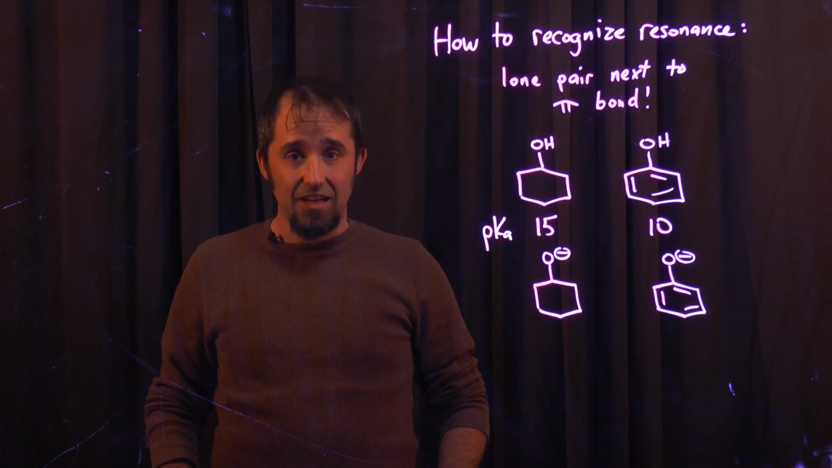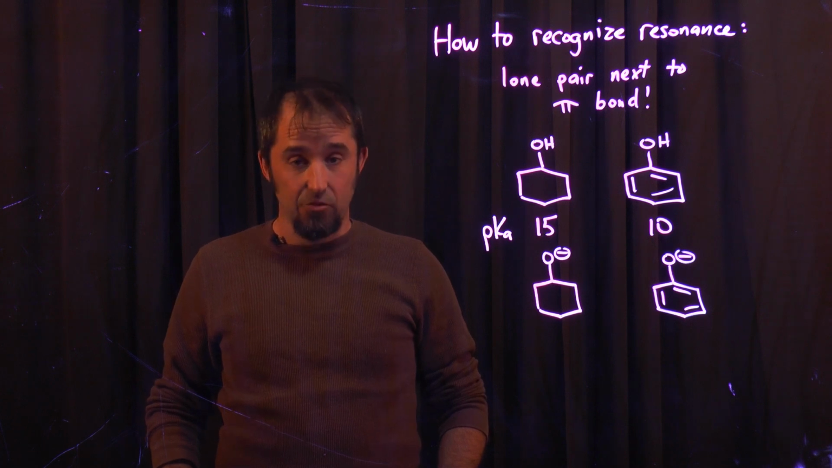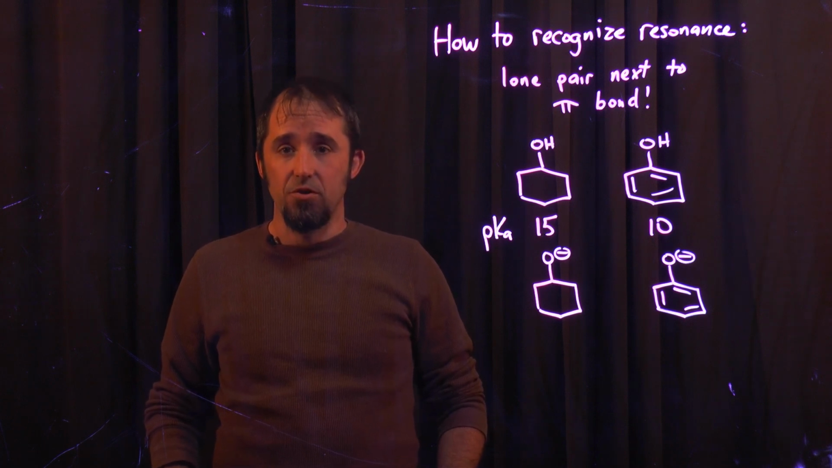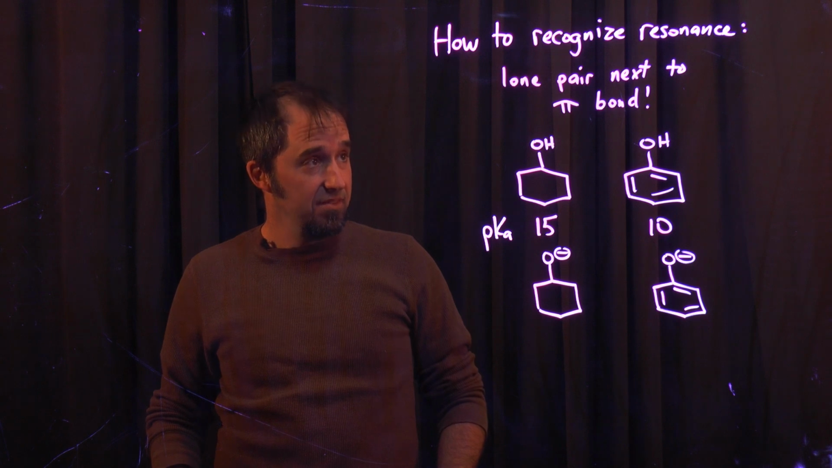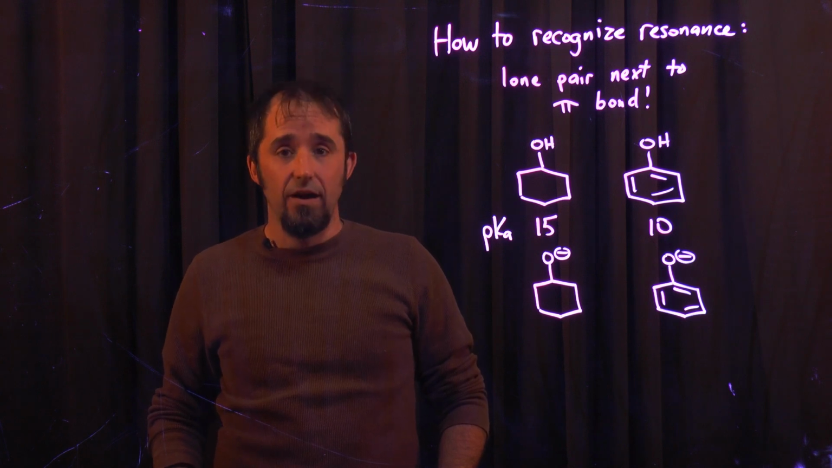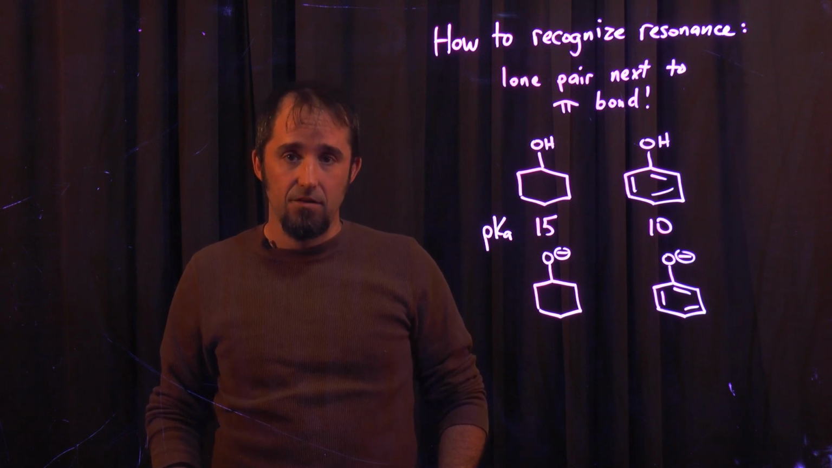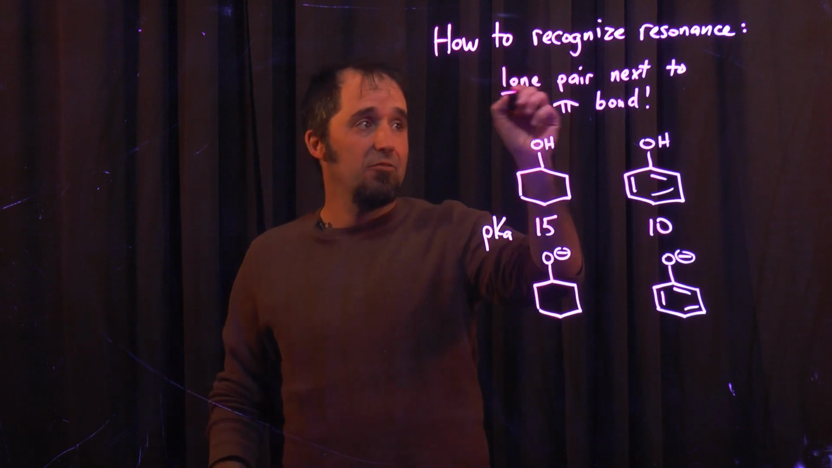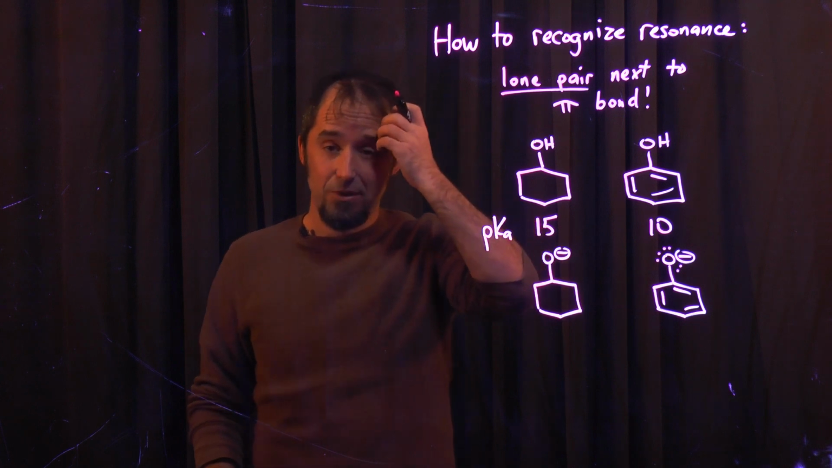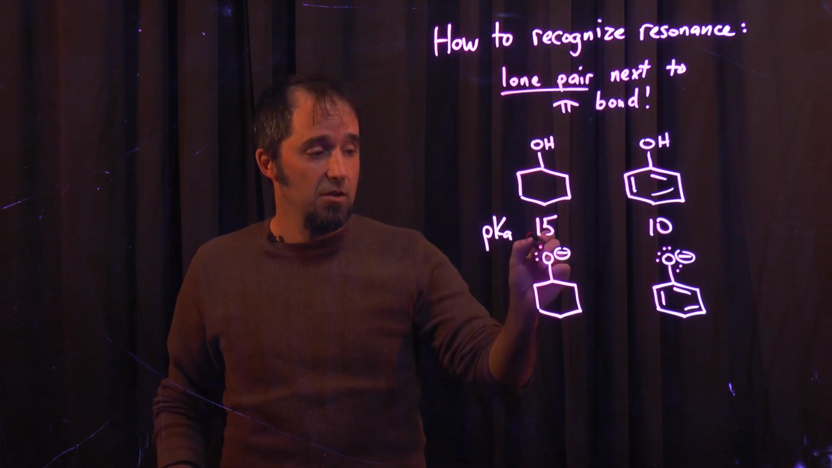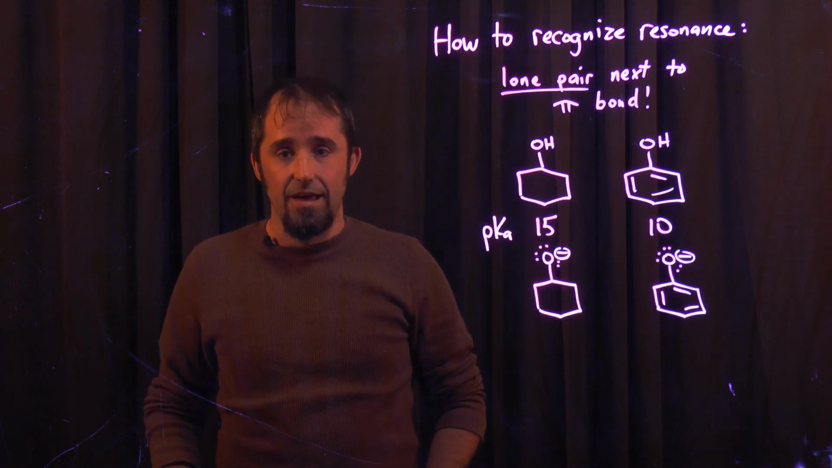We'll be talking a lot about resonance in this class, throughout the class. So I don't want to put too much on this today. But for now, we'll just say that we can recognize resonance, in this case, by looking for a lone pair next to a pi bond. Right? And by lone pair, I often mean charge, right? Because our charges, our negative charges, typically come from an extra lone pair on an atom.